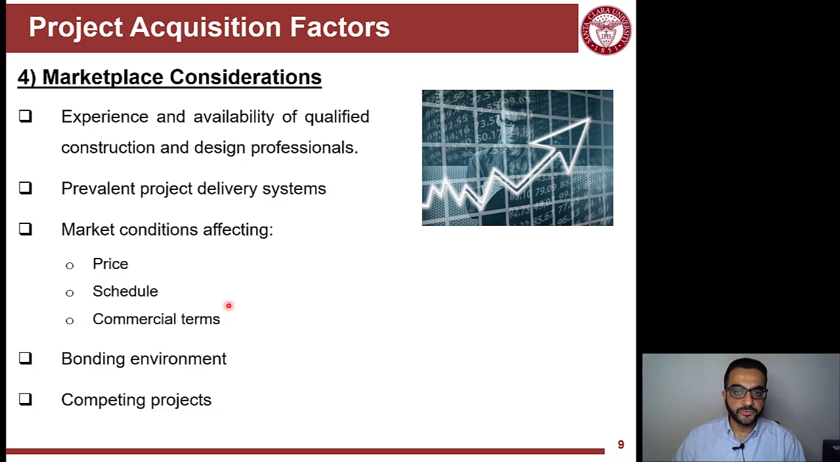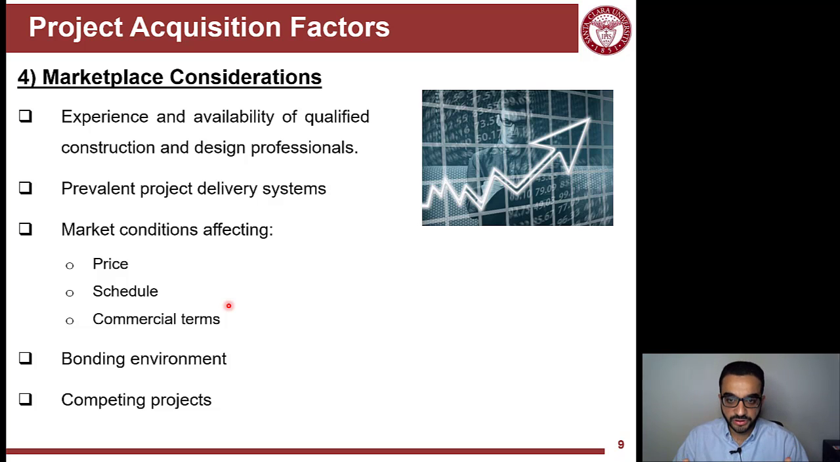And then finally here, the marketplace considerations. How the market, the economy locally and nationally, can have an impact on the project. So, the availability of qualified construction and design professionals. In the US, we have access to a lot of talent, but if you're overseas, that's a big factor to consider.